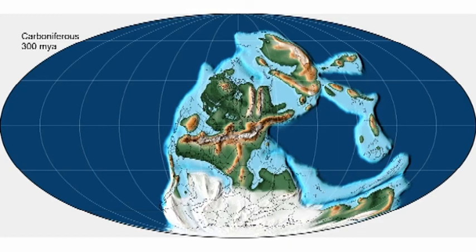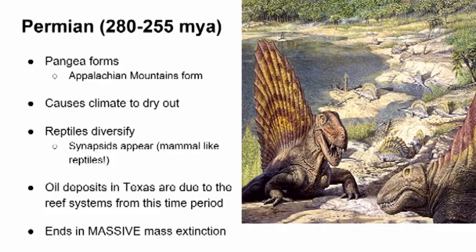Carboniferous, we're going to start seeing Pangea come into existence. All of the continents are going to start moving together again. And now we move into the Permian time. 280 to 255 million years ago, Pangea is fully formed here. The Appalachian Mountains are forming.